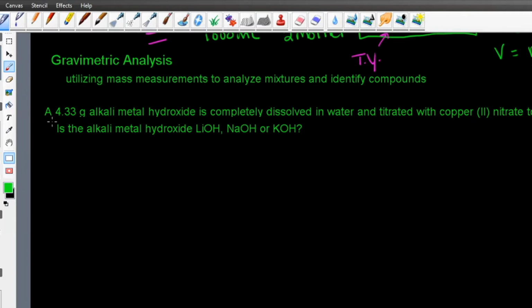Let's say I have a 4.33 gram sample of an alkali metal hydroxide. Okay, so we're talking alkali metal hydroxide. That's talking about a group 1 metal. It's always a good habit to write down what I know. Group 1 metal hydroxide is completely dissolved in water because I know that my alkali metals are super duper soluble. And so let's start drawing ourselves a diagram, shall we? Here's my beaker and here's my water.